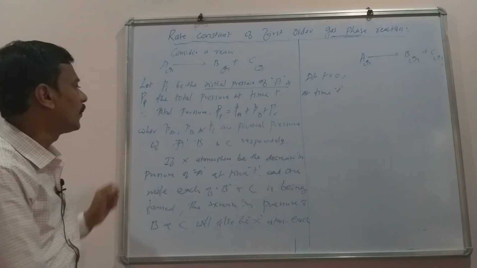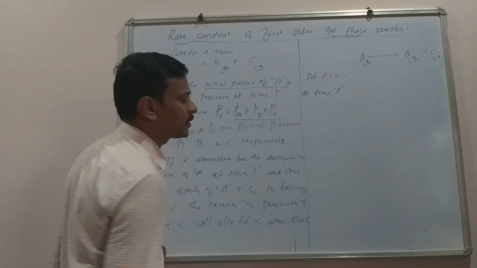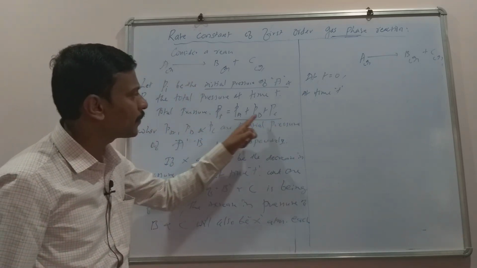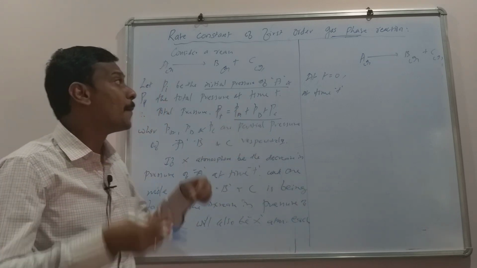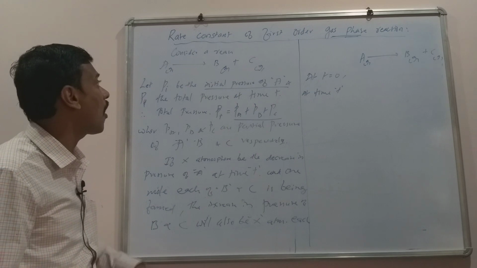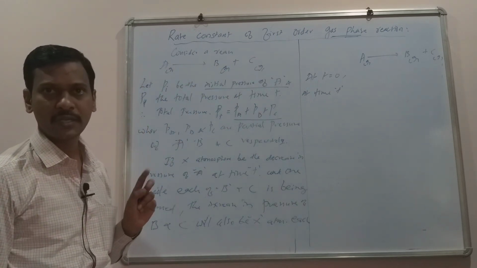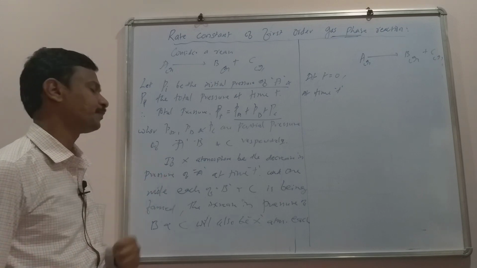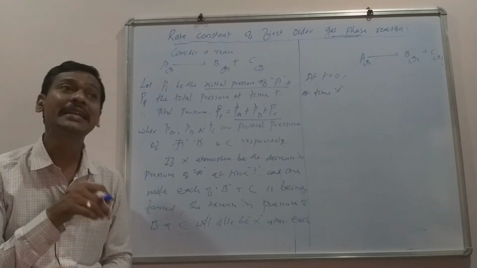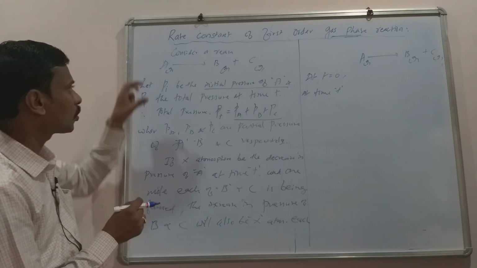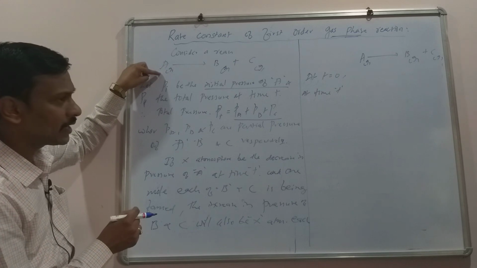That means the total pressure Pt is equal to Pa plus Pb plus Pc. Then what are Pa, Pb, Pc? Pa, Pb and Pc are the partial pressures of A, B and C respectively. Is it right? Okay, now if X atmosphere be the decrease in the pressure, the total initial pressure is Pi.